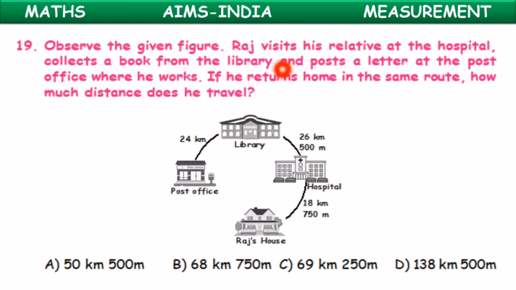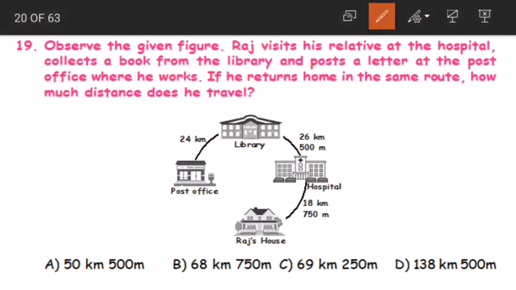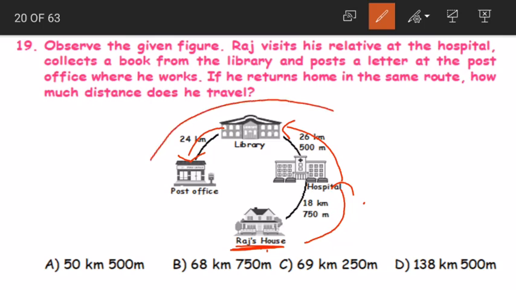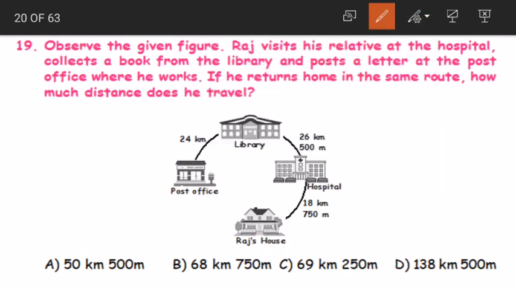Question 19. Observe the given figure. Raj goes from his house, visits his relative at the hospital, then collects a book from the library and posts a letter at the post office. Now, if he returns home by the same route, how much distance does he travel? Are you able to understand, children?